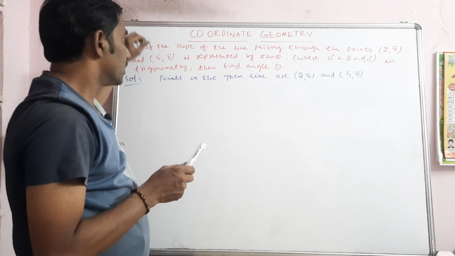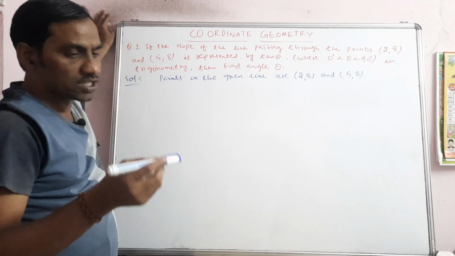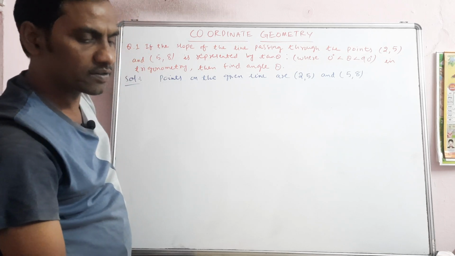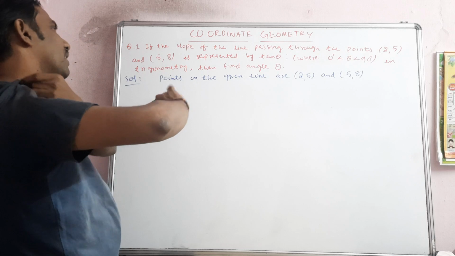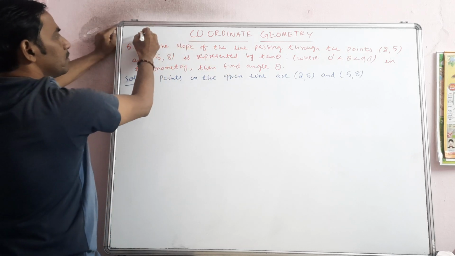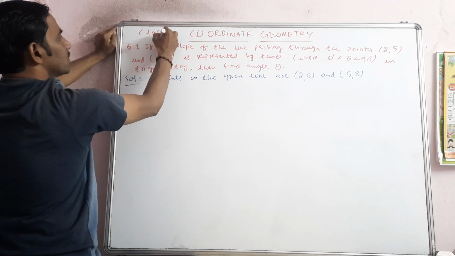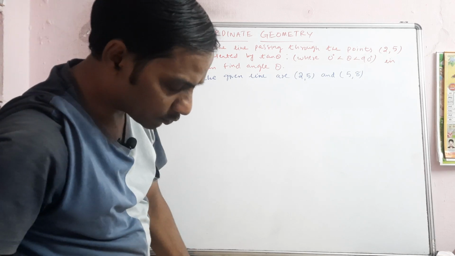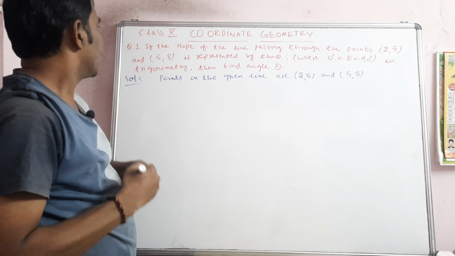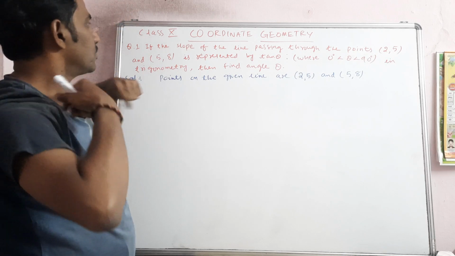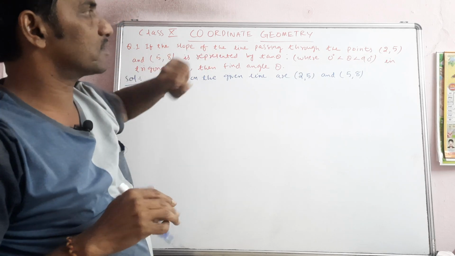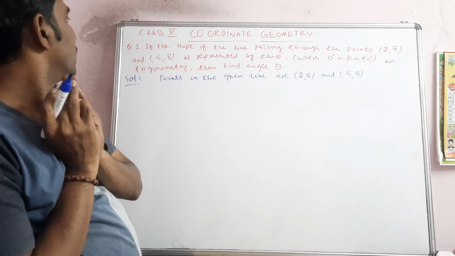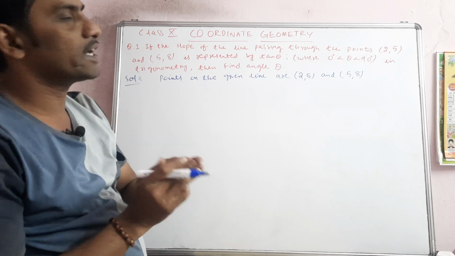Now the question you can see is in coordinate geometry, and this is for class 10. Moreover, this will be useful for CBSE and all the syllabi, as almost the syllabus is the same. Coming to the question on the board: if the slope of the line passing through the points (2, 5) and (5, 8) is represented by tan theta in trigonometry, then find angle theta.